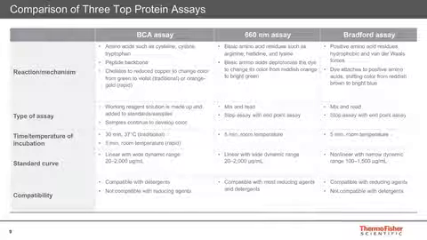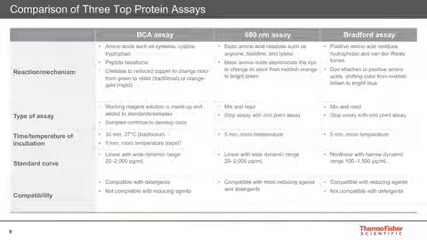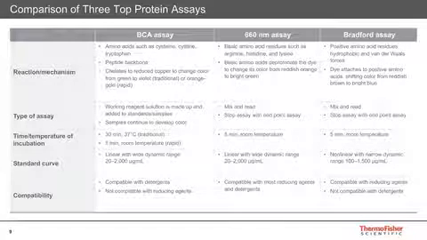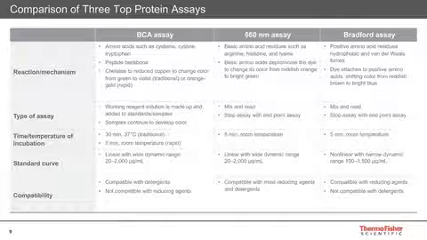About compatibility. BCA is compatible with detergents in your samples, but it is not compatible with reducing agents. This is because the reducing agent will reduce the copper from copper 2 to copper 1, so you will not know why the color change is happening. Is it happening because of your reducing agent, or is it happening because of your protein?